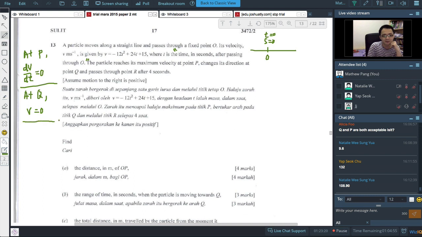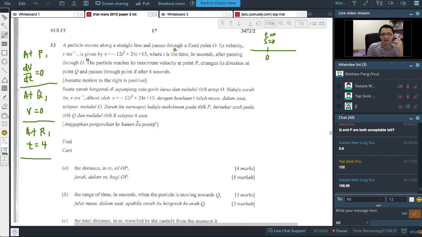And then the next one, it says passing through the point R at 4 seconds. So at R itself, the time equals 4. Okay, this is all the information I have from the second sentence. Then we can start. He asks you to find the distance from O to P.